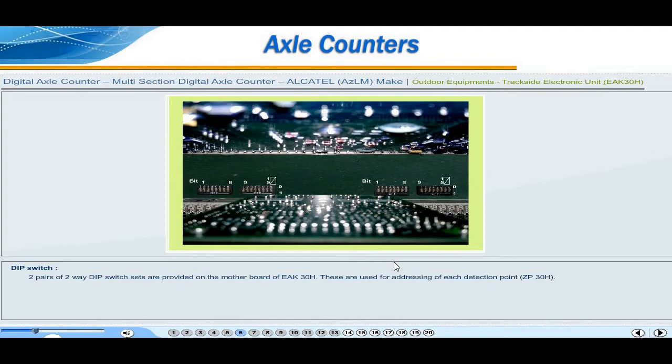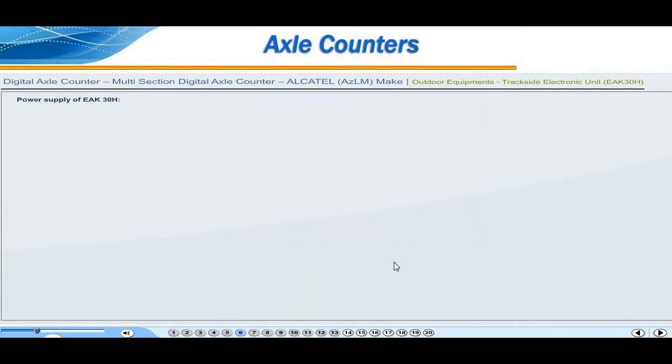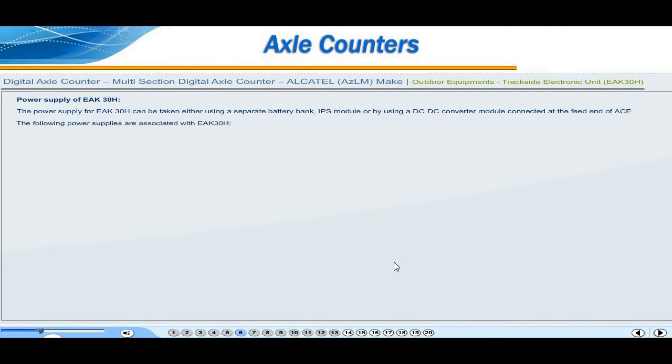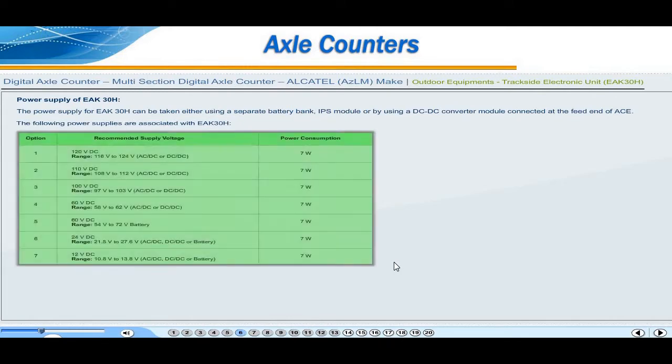These are used for addressing of each detection point, that is EZP30H. Power supply of EAK30H. The power supply for EAK30H can be taken either using a separate battery bank IPS module or by using a DC-DC converter module connected at the feed end of ACE. The following power supplies are associated with EAK30H.